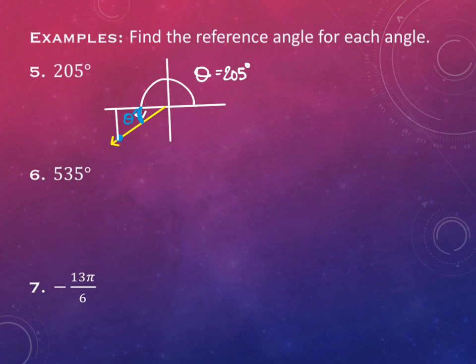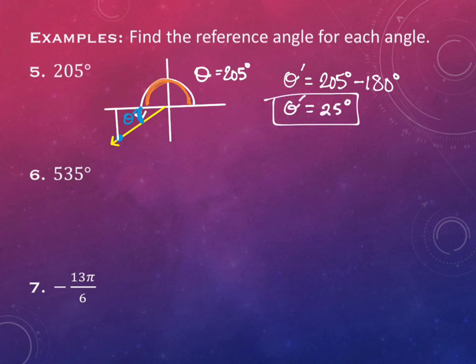Well, because this piece at the top is 180. And that's the piece that I don't want included. So my reference angle would be 205 minus 180. What is 205 minus 180? 25. So this angle measure for theta prime is 25.